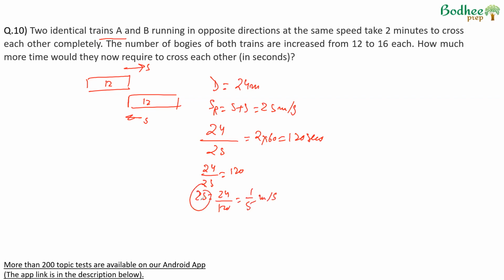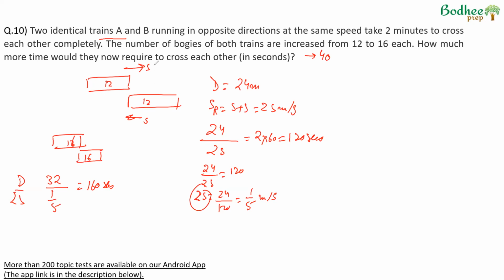2S. Now the distance increases from 12 to 16 each. So the distance now is 32, which is being covered at the same speed, distance upon 2S, which is 1/5, and therefore time taken will be 160 seconds as opposed to 120 seconds. So how much more time would be required to cross in seconds? 40 seconds extra will be required.